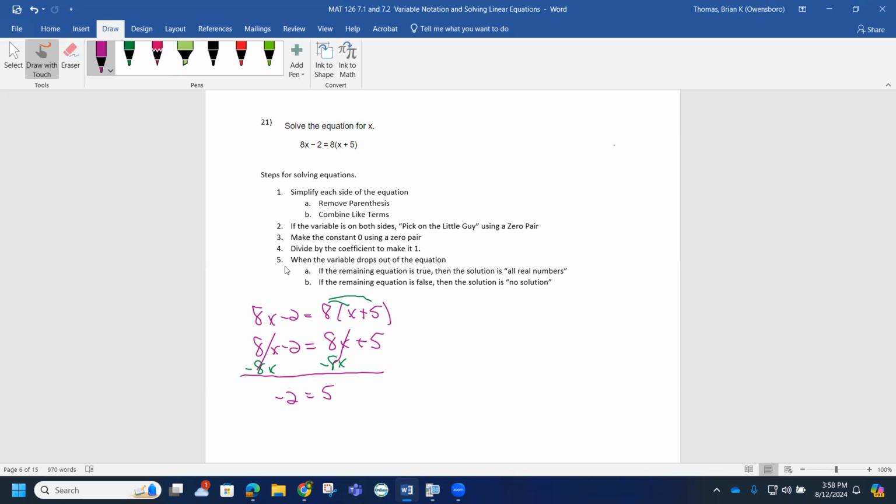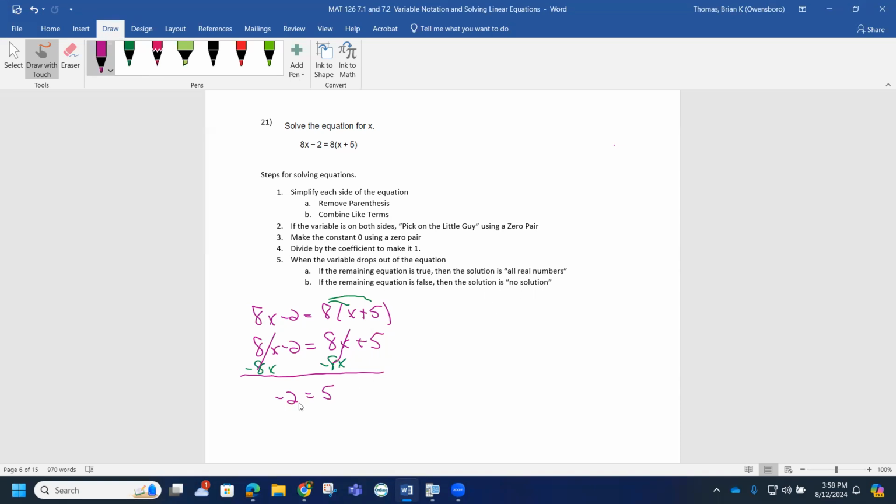So if we drop down to step 5, notice that it says when the variable drops out of the equation, well, that just happened. We have these two little conclusions. If the remaining equation is true, then that means the solution is all real numbers. So that means there's not a specific value that makes it true. If the remaining equation is false, then the solution is no solution.